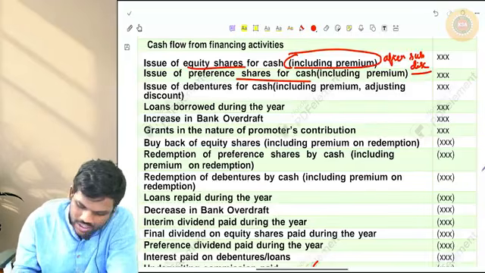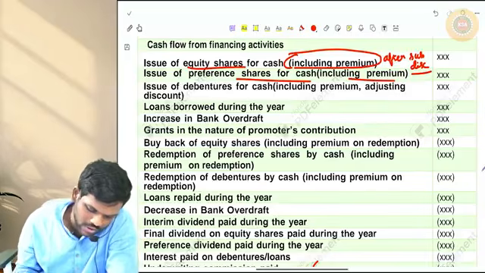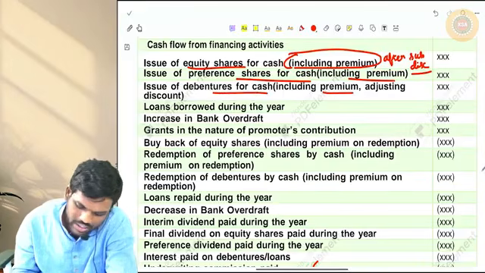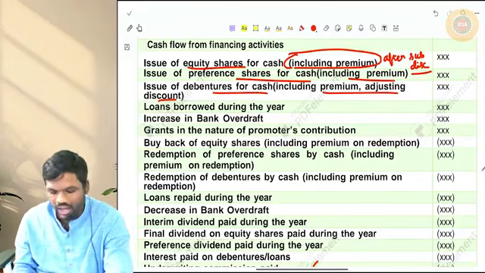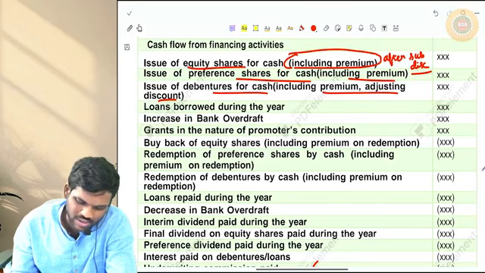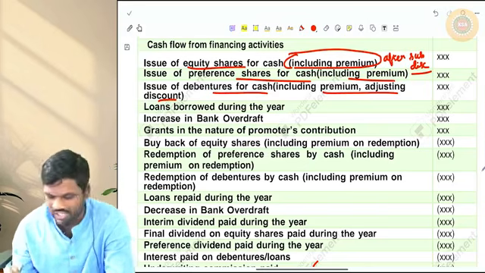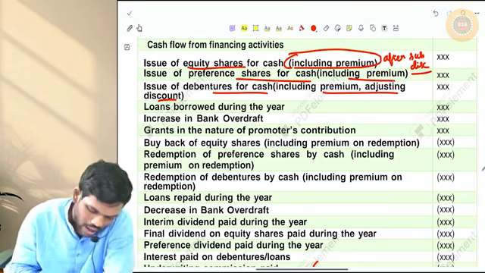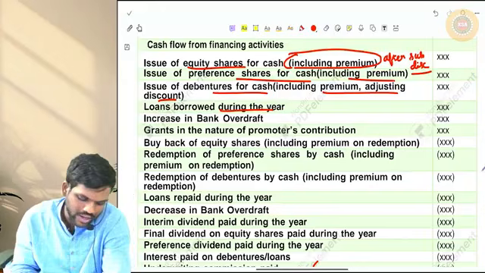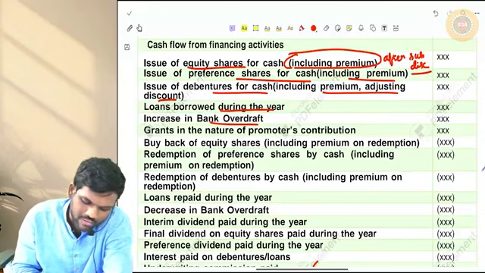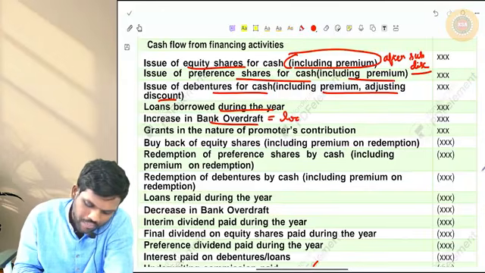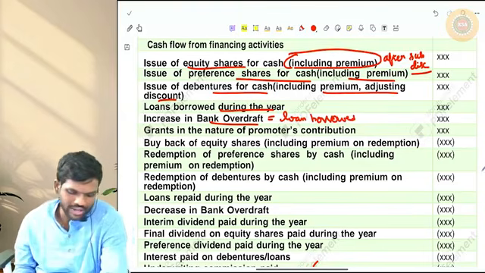Issue of preference shares for cash including premium, that is also an inflow. Issue of debentures for cash including premium, that is also an inflow. Okay, see, generally shares cannot be issued at a discount, but if there is any discount, take that, otherwise don't take. And any loans borrowed, that is an inflow, take it. Increase in bank overdraft, which is equivalent to loan borrowed, so take that also.